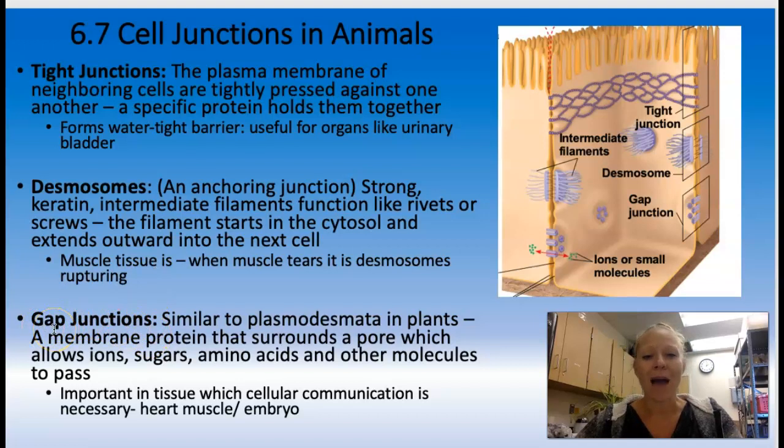Finally we have gap junctions. Gap junctions are similar to plasmodesmata in plants. You have these holes or pores. You can see here there's a protein surrounding a pore or a pore space, and that's going to allow ions, small molecules, and cytosol to pass through from one cell to another. This is very important where there's lots of necessary cellular communication. For example, heart muscle, your heart cells need to interact with one another, and a developing embryo is going to need lots of different signals for this to start, this to start, this to start, all at different times or sometimes at the same time.